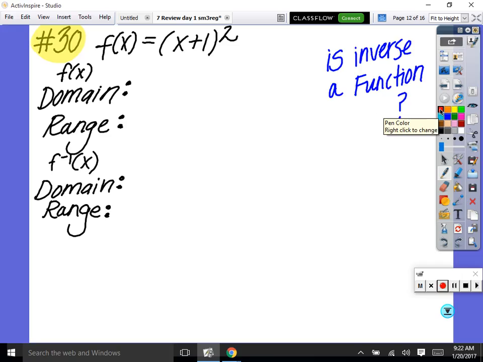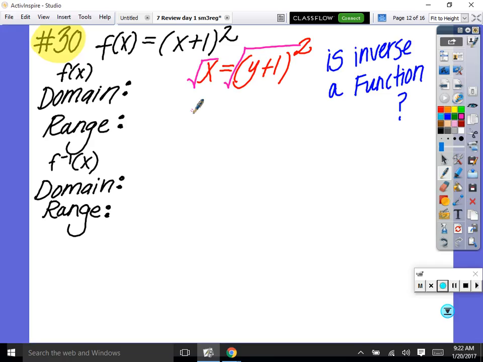So number 30. This is a quadratic. So what do we do with all inverses? Switch x and y. So we have x is equal to y plus 1 squared. What should be our first step to get y alone? We've got to square root both sides. So we have plus or minus the square root, don't we? Plus or minus in front of the square root on this one, right? Anytime we take a square root. And then that equals y plus 1.